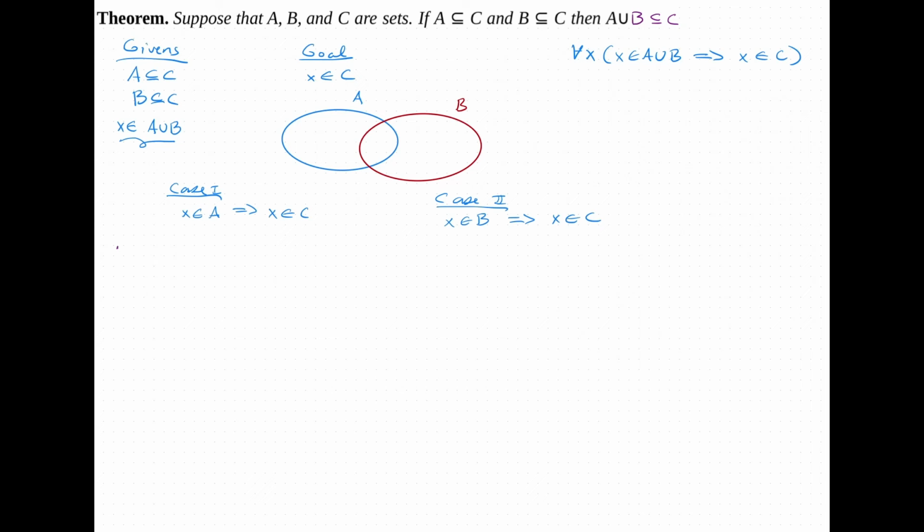So let's go ahead and prove this and see how the formal write-up looks. So suppose A is a subset of C, B is a subset of C, and x is in the union of A and B. We now proceed by cases.